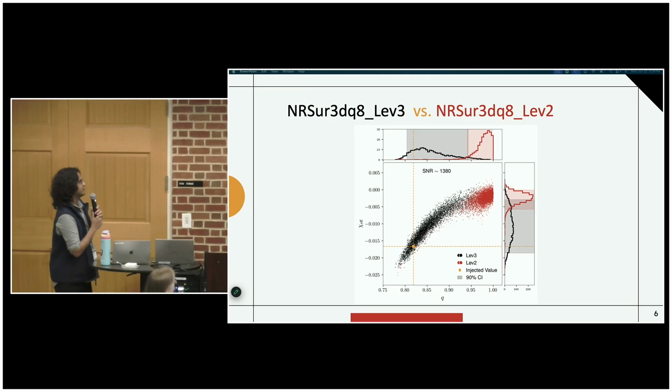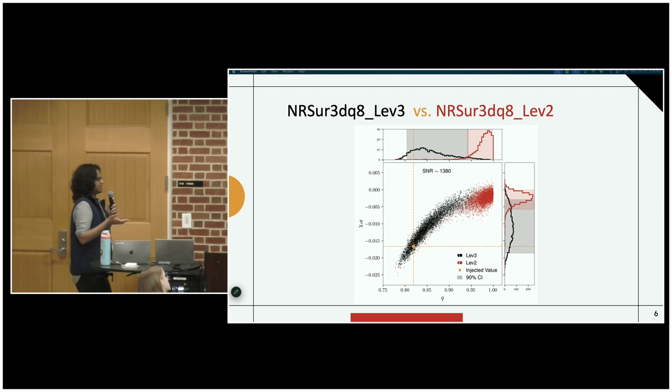So this is one of the main plots from these PE runs. Here you can see chi-effective and mass ratio plotted on the Y and X axes. In black, we have the high resolution or the Lev3 model, and in red are the Lev2 posterior results. The yellow is the injection, which is essentially the true parameters that we injected. You can see that the lower resolution one biases towards mass ratios of 1, whereas the Lev3 model essentially picks up on the true parameters.